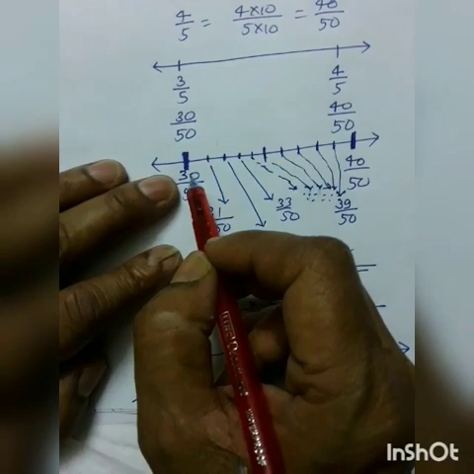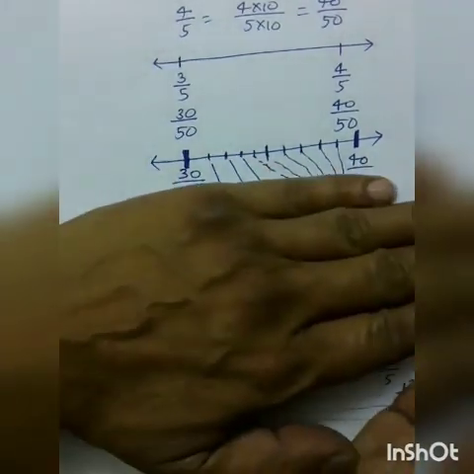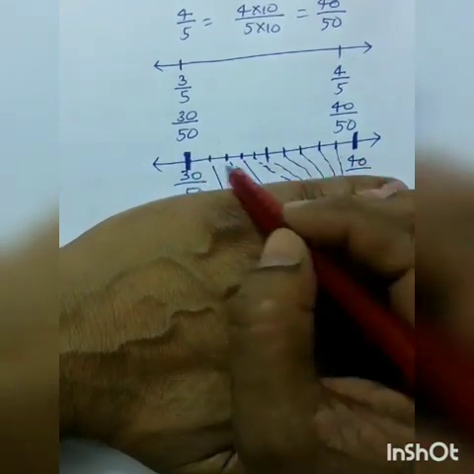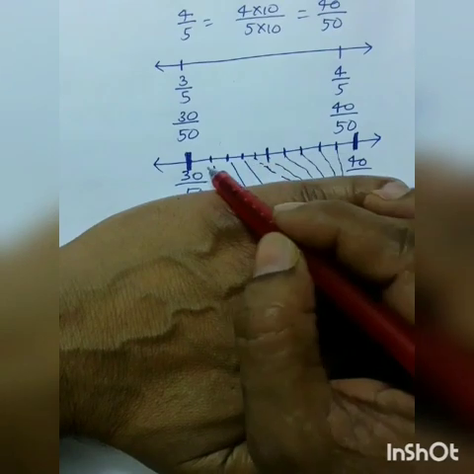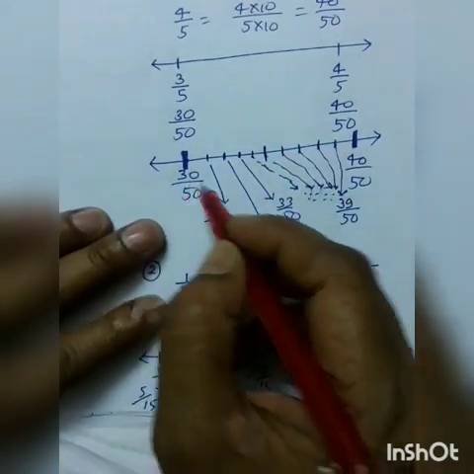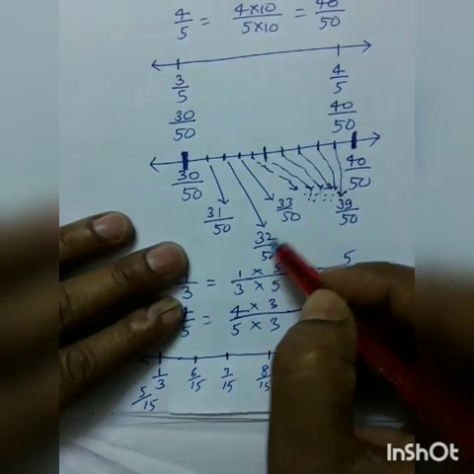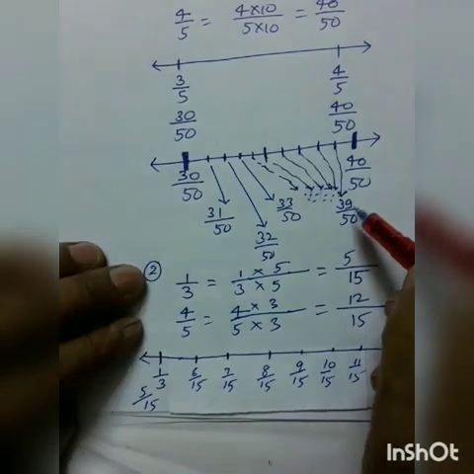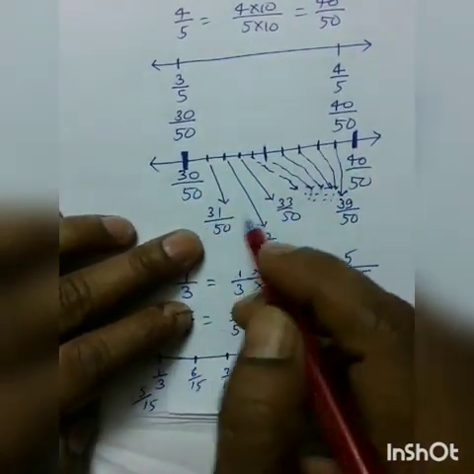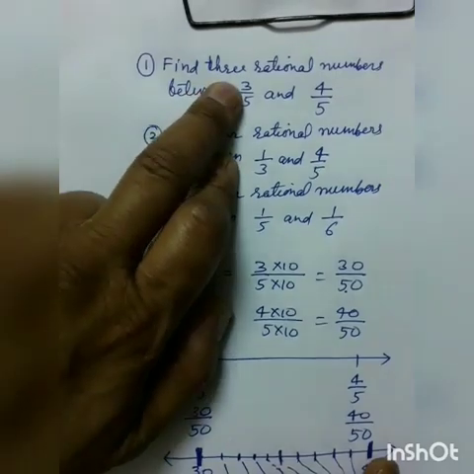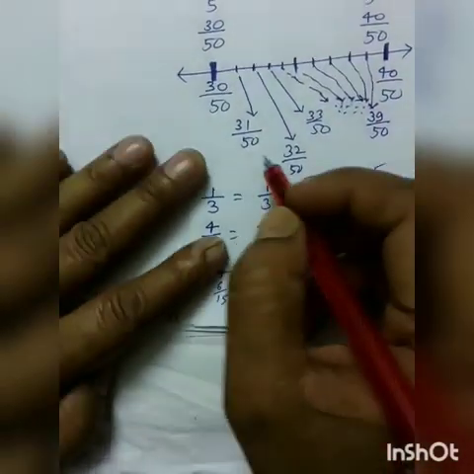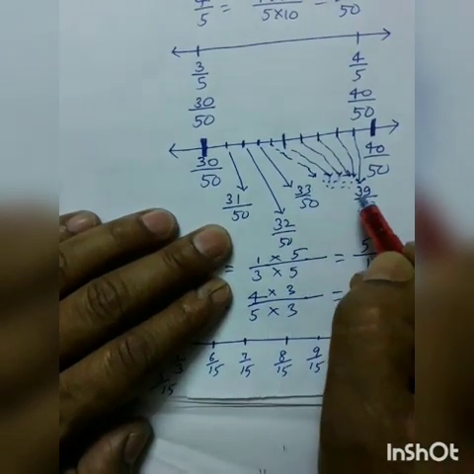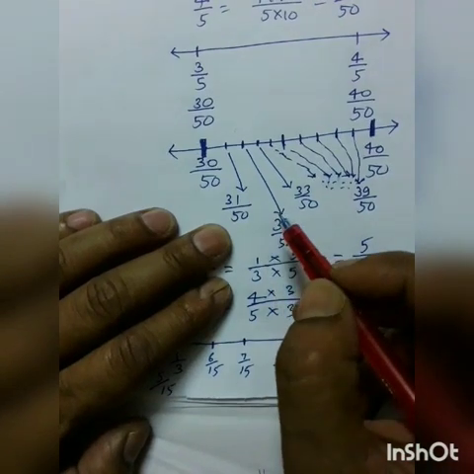Now you have to think about this 30 and 40. Suppose this is 30 and 40, like this. Think for some time. So between 30 and 40, you can write here many numbers on the number line. Write after 30: 31, 32, 33, you can write 34, 35, 36, like that, and you can go up to 39. So out of these numbers you will select any three numbers, because the question is three rational numbers you have to find. So we can write here 31 by 50, 32 by 50, 33 by 50. Up to 39 by 50 you select any three numbers.